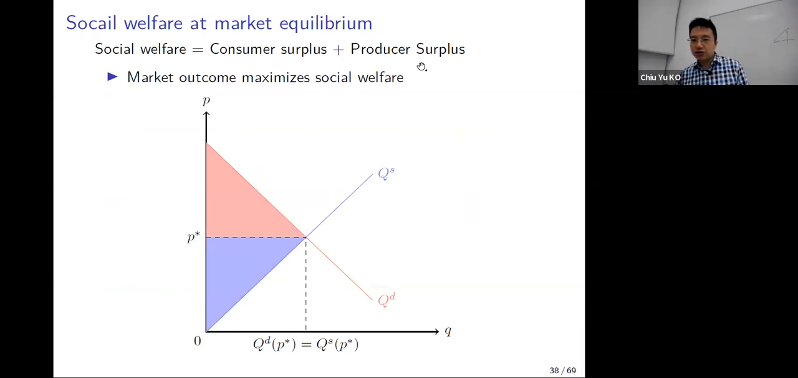So you can imagine what the demand curve is: at this price, how many people would want to buy? Shifting to the right means that at this price, more people want to buy. So demand is a function of the price. You give me the price, I give you how much I, the market, want to buy.